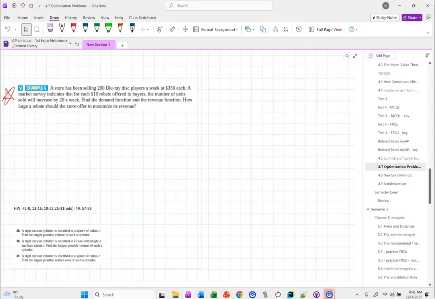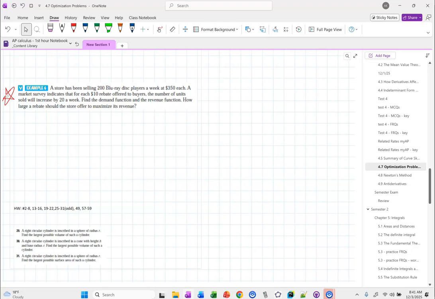It says a store has been selling 200 Blu-ray disc players a week at $350 each. A market survey indicates that for each $10 rebate offered to buyers, the number of units sold will increase by 20 a week. Find the demand function and the revenue function. How large a rebate should the store offer to maximize its revenue? Probably need to read that again, right? At least 3 more times.